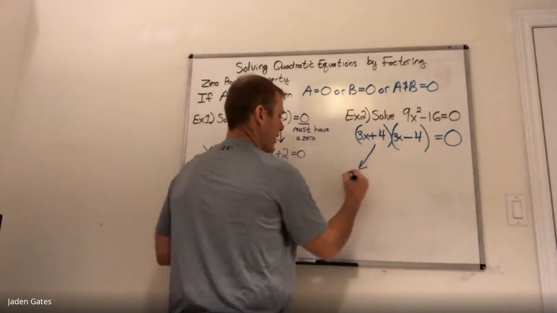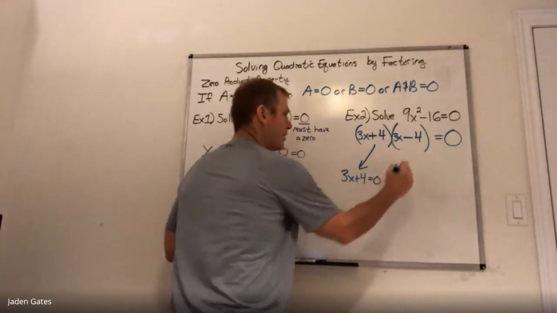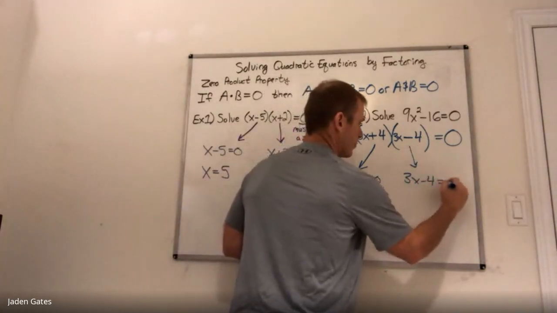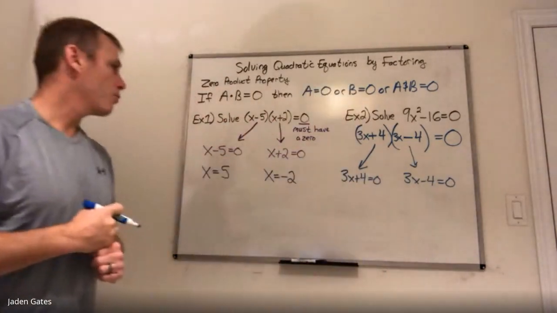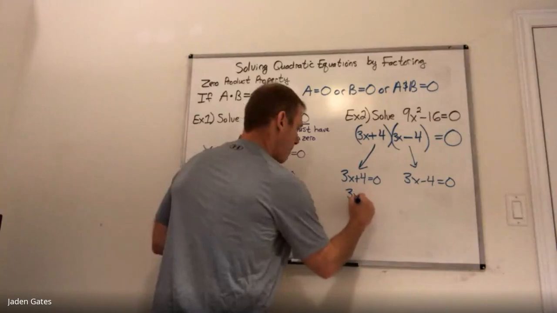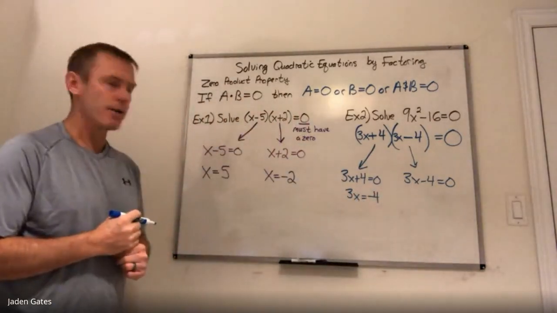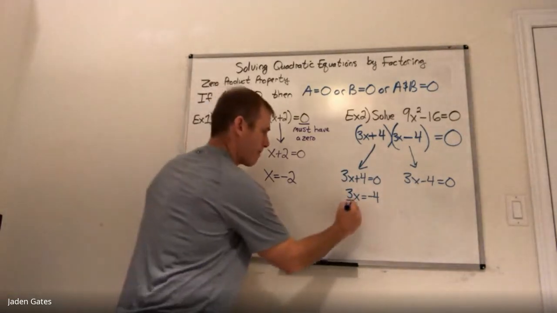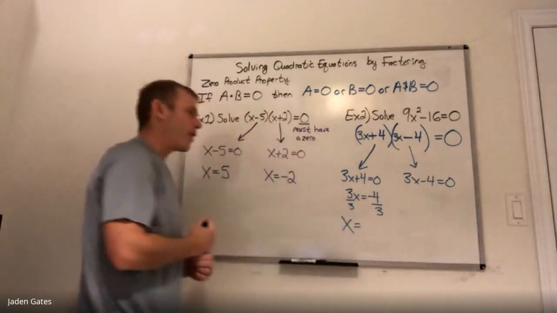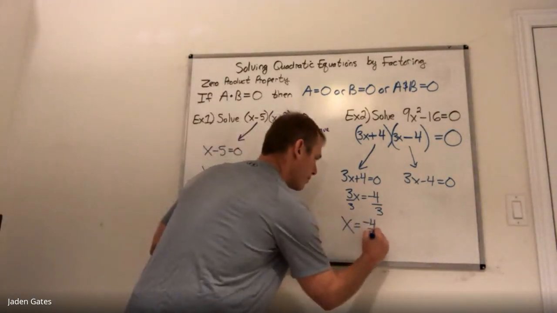All right, so one of my equations is going to be 3x plus 4 equals 0, and the other one is going to be 3x minus 4 equals 0. All right, and then I'm going to solve these two equations. So I'm going to bring the 4 over to the other side, and I got a negative 4. Again, dividing both sides by my numerical coefficient, which is the number in front of my variable. And I could leave this as a fraction or as a decimal, but it is x equals negative 4/3.